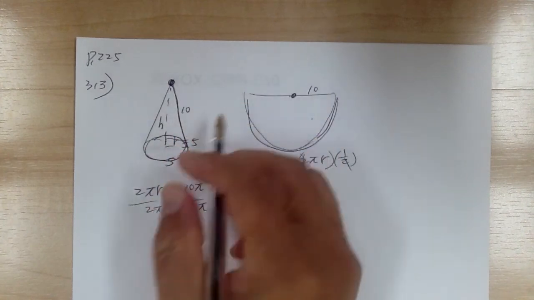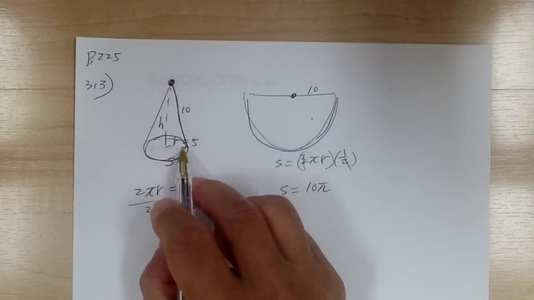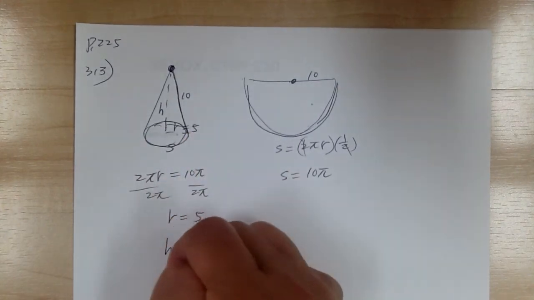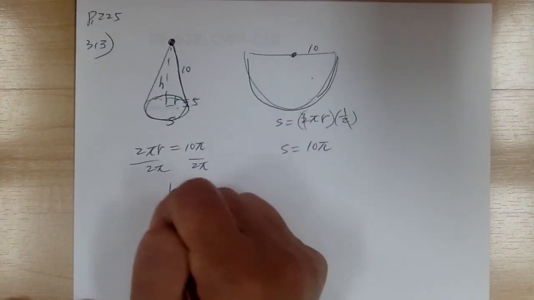So once you see R equal to 5 and the slant height is 10, so this is half of that, so this is a 30-60-90 special triangle. So H would be the long leg, which would be 5 square root of 3.